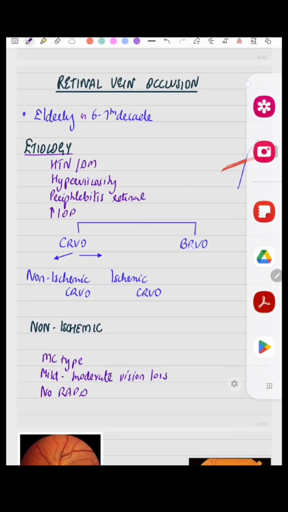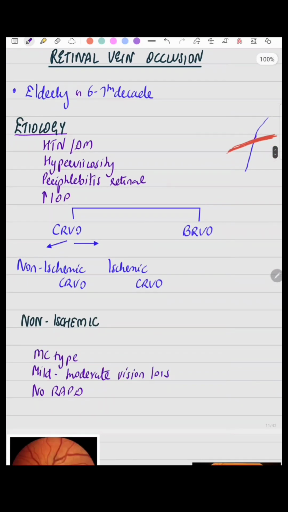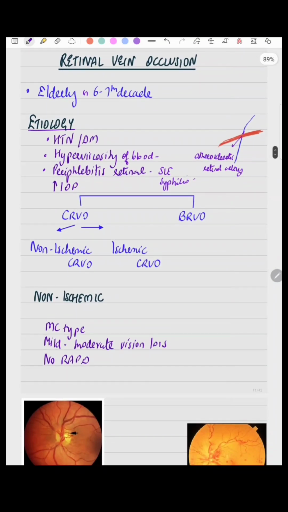Etiology is mainly that there is pressure on the vein by an atherosclerotic retinal artery. The other etiologies are hypertension, diabetes mellitus, hyperviscosity of blood, which can be due to polycythemia, hyperlipidemia, multiple myeloma, cryoglobulinemia, macroglobulinemia. Then peripheral uveitis retinae, associated with sarcoidosis, SLE, syphilis, etc. Increased IOP can be a cause. Then local causes like orbital cellulitis, orbital tumors, facial erysipelas, cavernous sinus thrombosis can also be there.